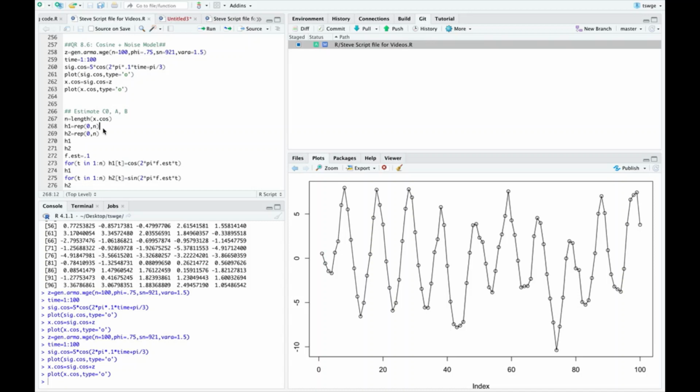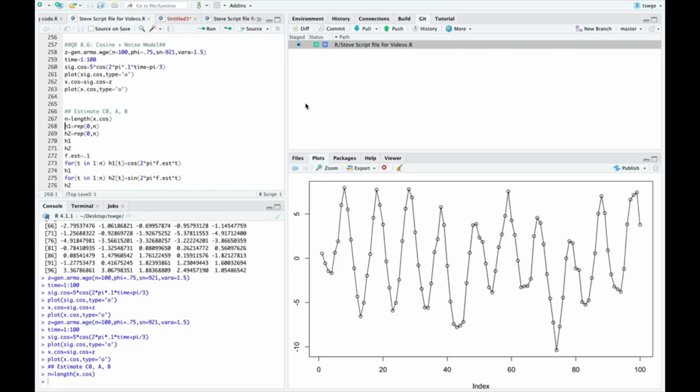We let n be the length of whatever x.cos is, which is what we defined up here, right? It's really the length of the realization. So we'll run that. We then have a filler for this, what we're going to call H1 and H2.